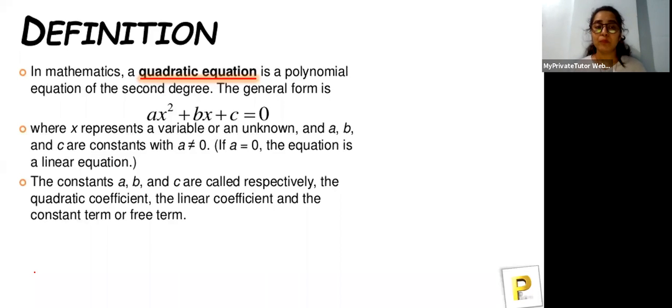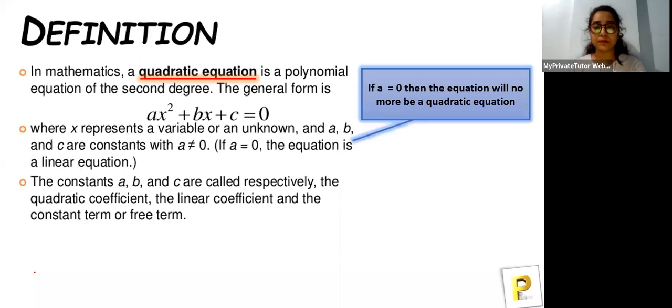Now, x represents a variable, so in place of x, it can be any variable. It can be y, it can be p, q, r, any variable. And x represents a variable or an unknown value, because we don't know the value of x for this equation. We have just put that variable, and it depends from question to question what will be the value of x. And a, b, and c are constants.